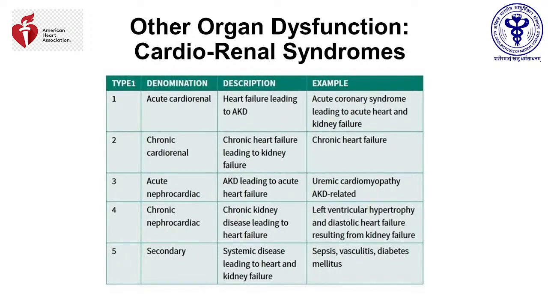So other organ dysfunction, that is cardiorenal syndromes. Type 1 cardiorenal syndrome is acute cardiorenal syndrome, an acute cardiac condition which leads to an acute kidney injury. Type 2 is chronic cardiorenal disease, secondary to a chronic heart failure. And type 3 is acute nephrocardiac, that is AKI causing heart failure. Type 4 is chronic nephrocardiac, CKD patients leading to heart failure, and type 5 is secondary.